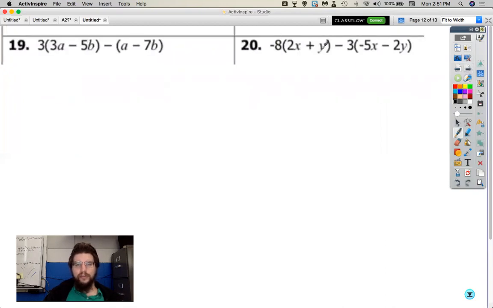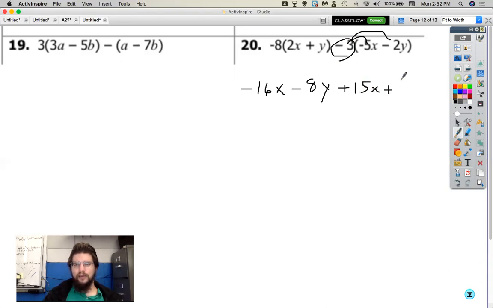Here we're going to distribute first. Remember we talked about that last time, which was just a little bit ago. Negative 16x minus 8y. You've been doing this since my wife's class, so you should be familiar with it. Negative 3, distribute. Positive 15x plus 6y.